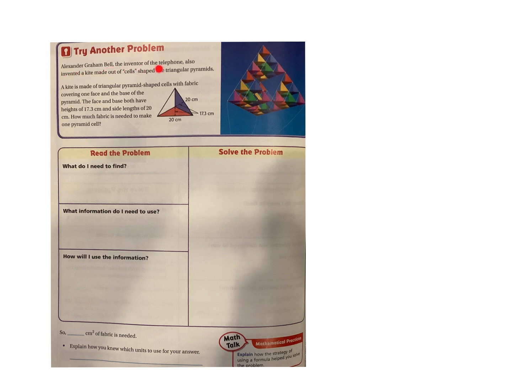Alexander Graham Bell, the inventor of the telephone, also invented a kite made out of cells shaped like triangular pyramids, a bunch of little triangles in there. A kite is made of triangular pyramid-shaped cells with fabric covering one face and the base of the pyramid. The face and the base both have heights of 17.3 centimeters and side lengths of 20 centimeters.